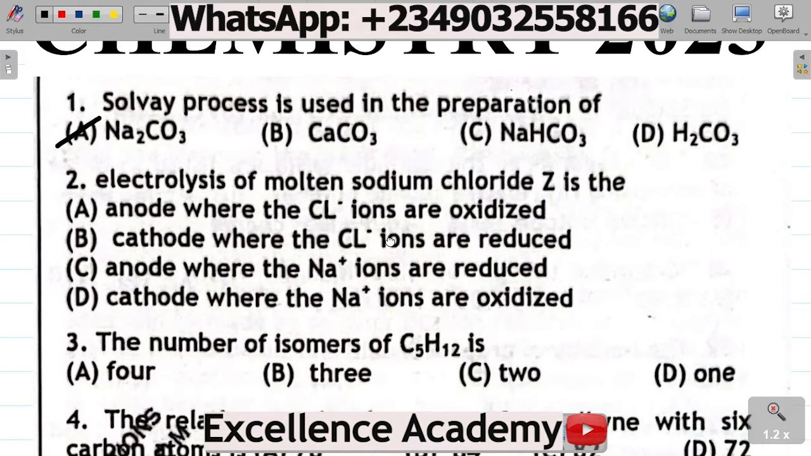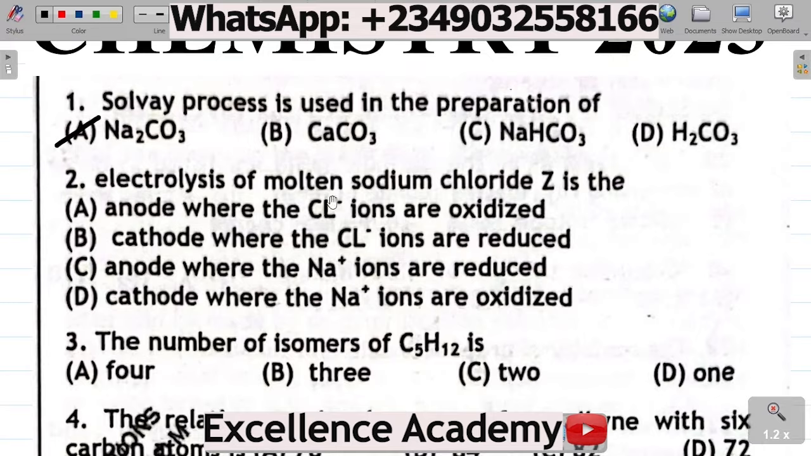Next up, question number 2 says electrolysis of molten sodium chloride. I think this should be in the electrolysis of molten sodium chloride. Z is D. You have A, B, C, and D. Now, this question is supposed to come with a diagram, but the diagram is not here. But judging from previous years, this question has been repeated, and the answer is usually A. Z is usually the anode where chlorine ions are oxidized. So take note of this.